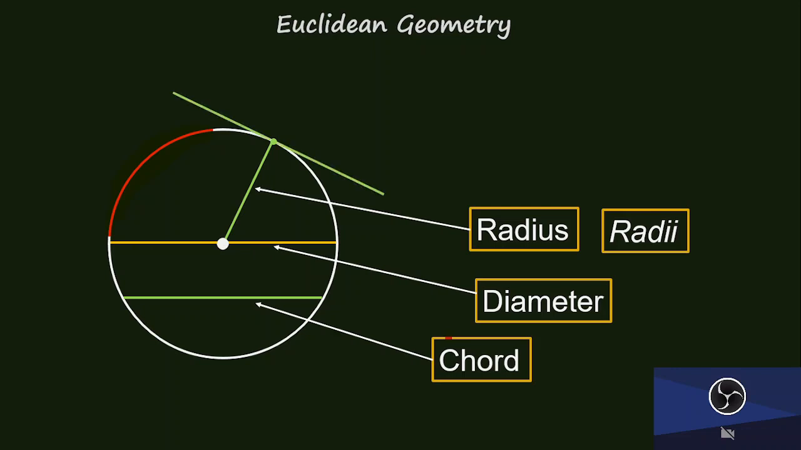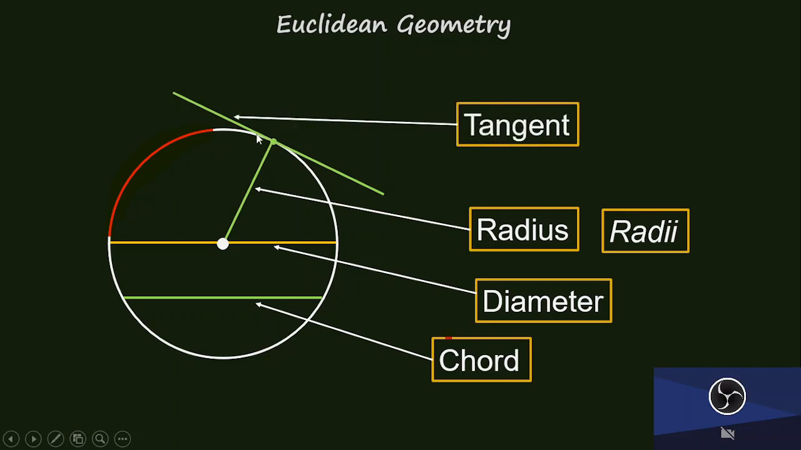Now let's look at another line which only touches the circle once outside the circle. So at the circumference it touches the circle once. We call this line a tangent. So a tangent only touches the circle once.